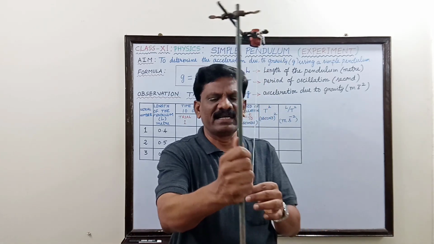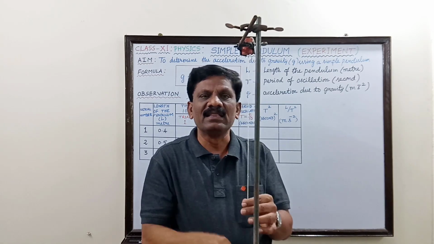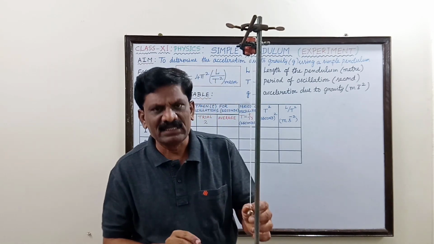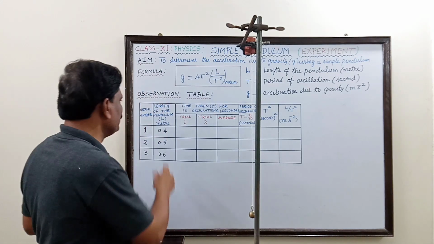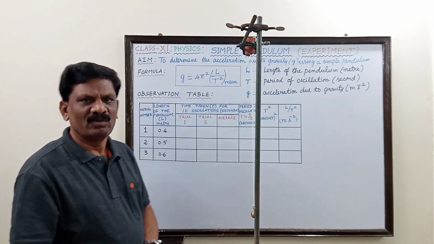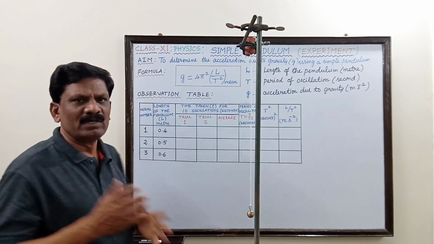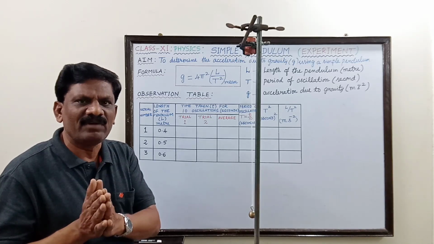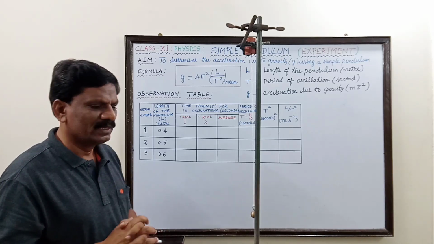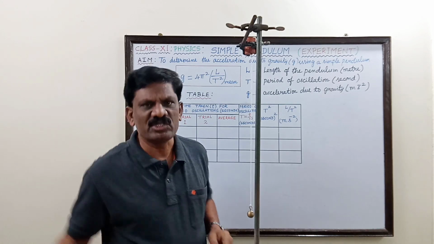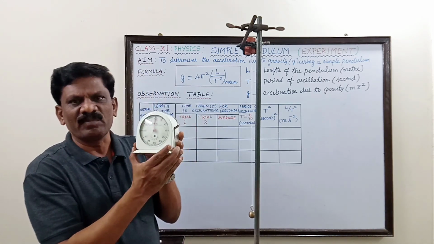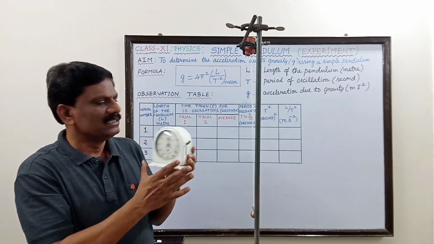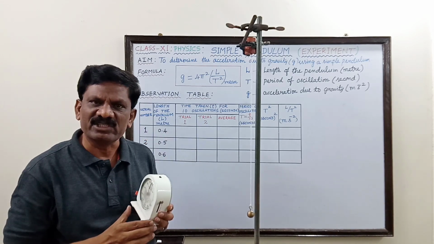Now we have constructed a simple pendulum of length 40 centimeter. So in meters I have written it as 0.4 meter. For this I want to first measure the time taken for 10 oscillations, using a stop clock.